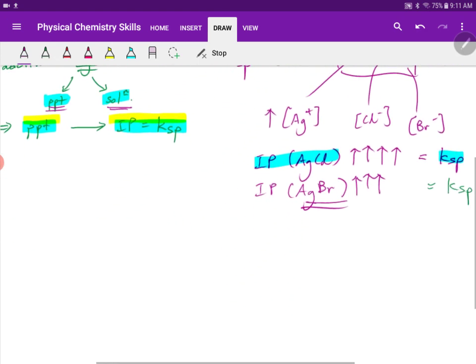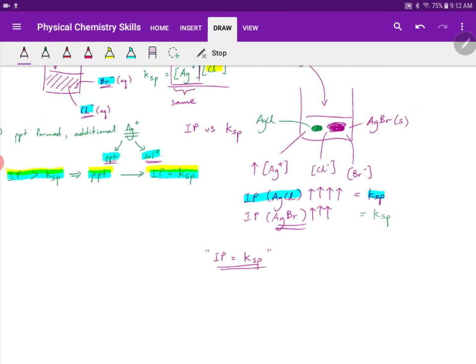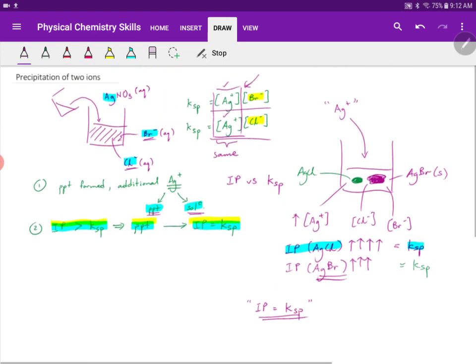At the end of the day, all you need to remember is this phrase: IP is equal to KSP. As long as IP is equal to KSP, that is the point right before it starts to precipitate, and this is what we are looking out for. If you do not fully understand this, please watch the video a couple more times and eventually you will be able to understand how to answer questions requiring you to calculate the precipitation of two different ions.